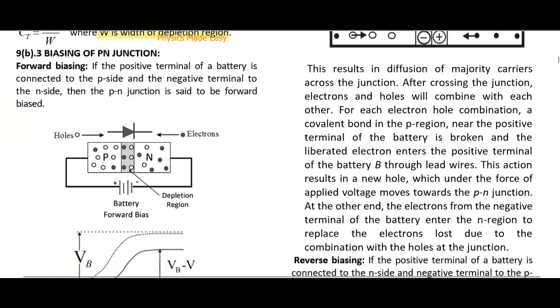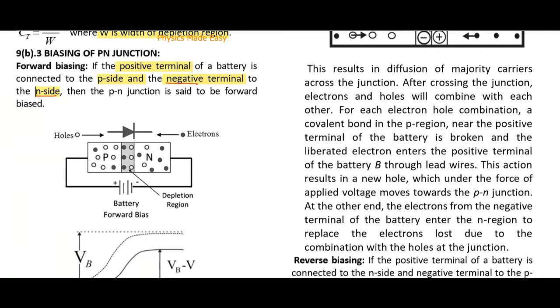How do we bias a p-n junction? P-n junction is forward biased if positive terminal of battery is connected with P and negative terminal is connected with N. Here, positive terminal, negative terminal is connected with N side and positive is with P. So this is the positive side of the battery. This is connected with P. This is the negative side, connected with N.